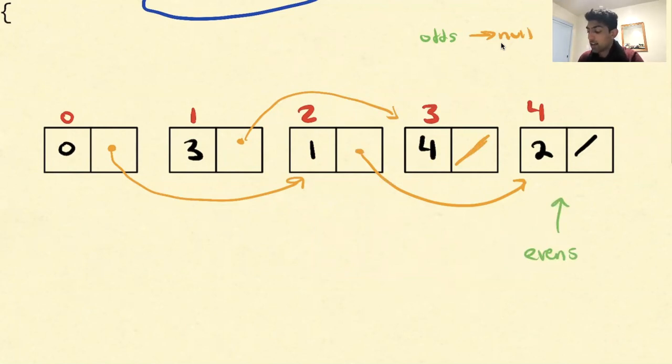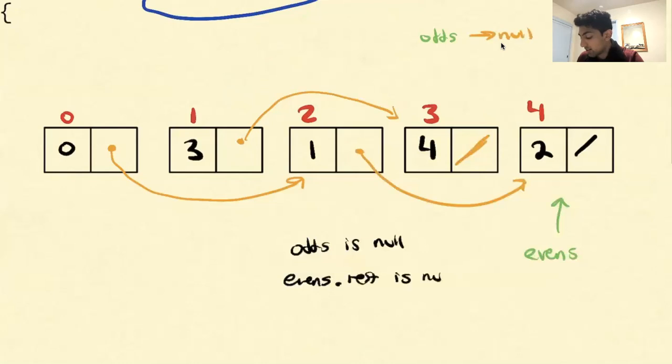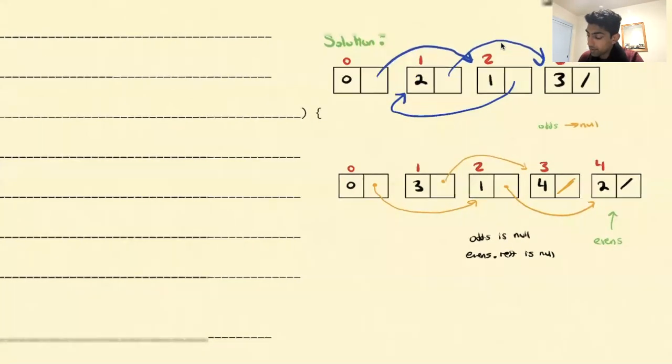How do we know that we're at the end? Well, there's two ways. The first way is that odds is null. The second way is that evens.rest is null, right? And these are equivalent checks. So let's translate this logic into code, okay?